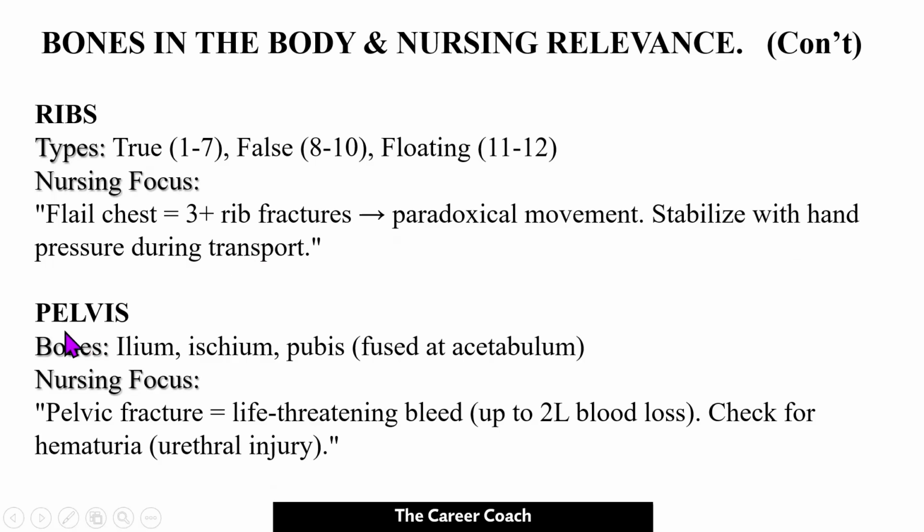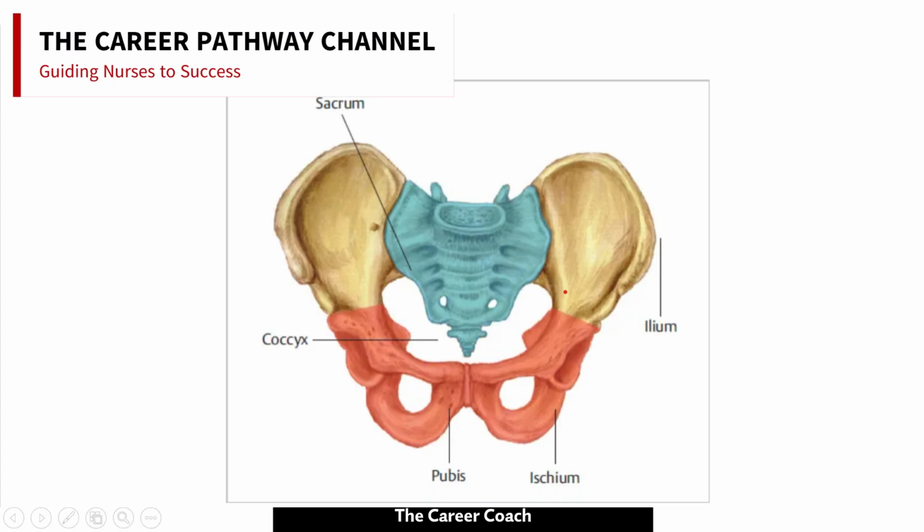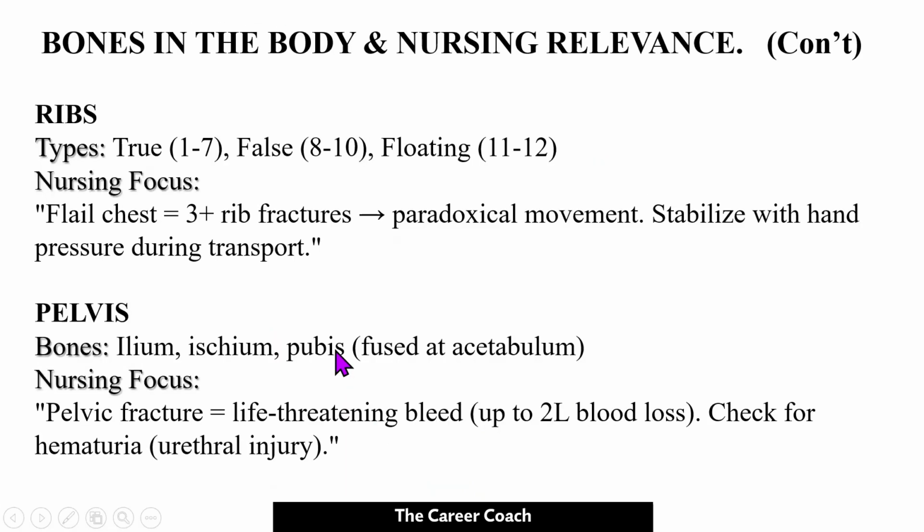The pelvis. The pelvic bone includes the ilium, the ischium, and the pubis. The pubis is fused at the acetabulum. This is the positive objective question. Nursing relevance: the pelvis is relevant in pelvic fractures. Pelvic fractures are very life-threatening conditions which could lead to serious bleeding, up to 2 liters of blood loss. There is therefore need to check for hematuria, which is blood in the urine, because of urethral injury.